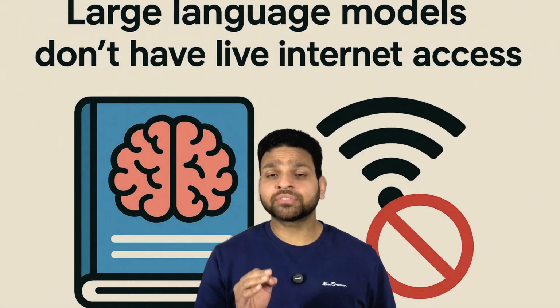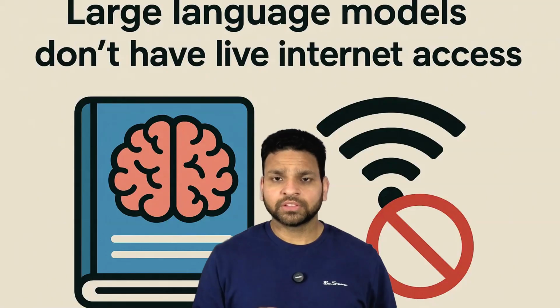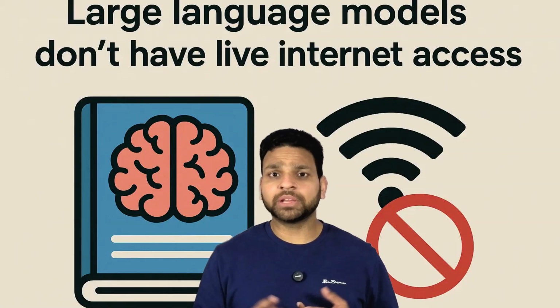Hello everyone. Azure AI Agent Service makes it easy to spin up agents without much coding. But here's the thing: by default, large language models don't have live internet access. They have a knowledge cutoff date, which might be a year old.